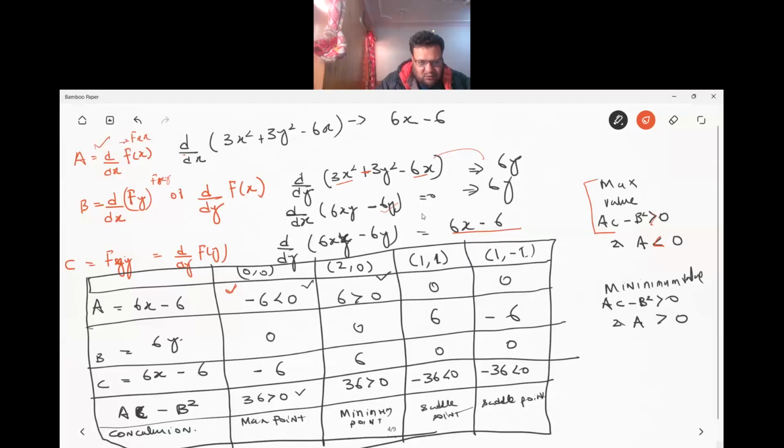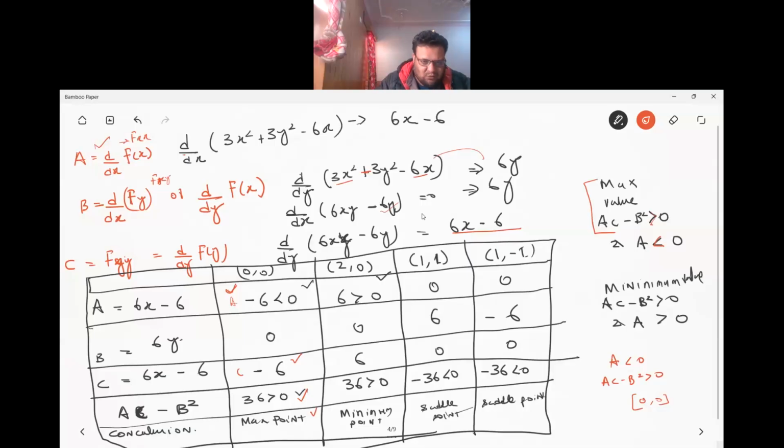So at this point, you see B value is 0 because I'm putting the Y value 0, and C value happens to be minus 6 because I'm putting the X value 0. So if I do A into C, I get minus 6 into minus 6, 36. 36 is greater than 0. So one of the conditions is satisfied. One is your A value is less than 0 and AC minus B square is greater than 0. So this happens to be my maximum point over here. Okay. So that means 0, 0 is the maximum point there. If I substitute in this equation the value of x as 0 and value of y as 0, I'll get the maximum value in the main equation.